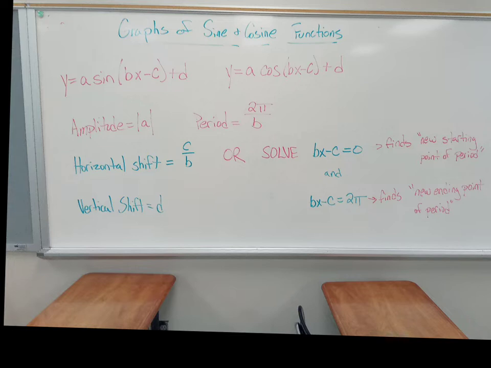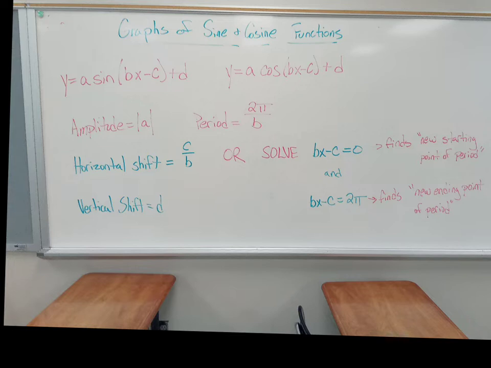But if there is a B involved, not only does that mess with the period, it also messes with the horizontal shift. The horizontal shift would actually be C over B. B is inside the parentheses, yeah. Now maybe that's a little confusing.